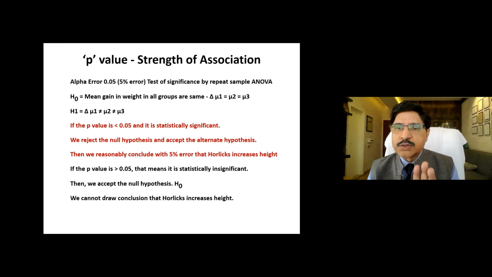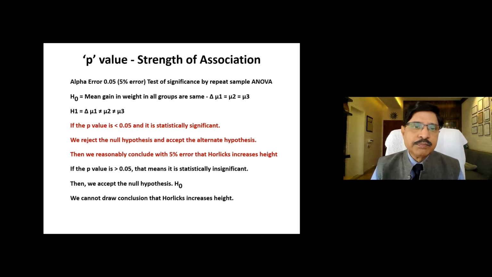So 4 conditions should be satisfied before we do a parametric test. 1, the distribution should be parametric as evidenced by standard deviation less than 50% of the mean. 2, there are multiple groups. And 3, it is a paired observation because we are taking repeat measurements. And 4, it is a quantitative variable. For such a thing, the test of significance will be repeat sample ANOVA. That you have to do.